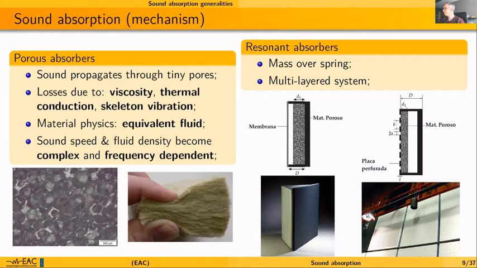And we have perforated plates that are commonly used as well. The spring is also the air locked in the cavity, and the mass is the air plug in the perforations or slits and so on. In that case, we have a multi-layered system. It's common to fill the cavity partially, at least, with porous material to increase the absorption characteristics of such materials.